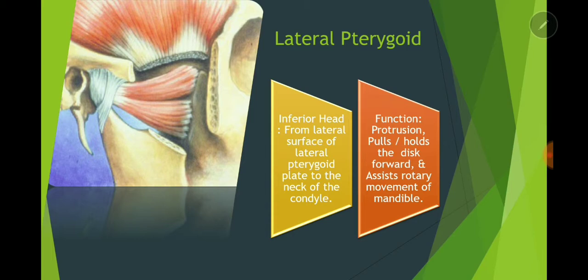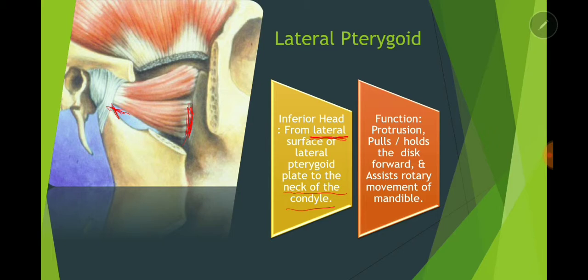And the inferior head of the lateral pterygoid originates from the lateral surface of the lateral pterygoid plate and attaches to, or inserts onto, the neck of the condyle. This is the inferior head, so it originates here and attaches onto the neck. You can see that's the neck there with the condyle.